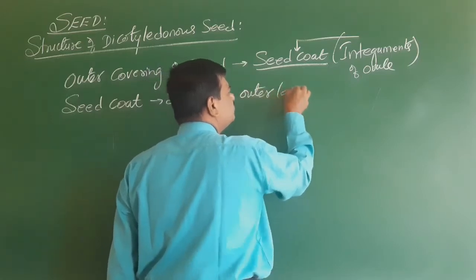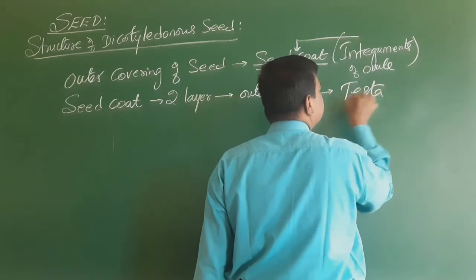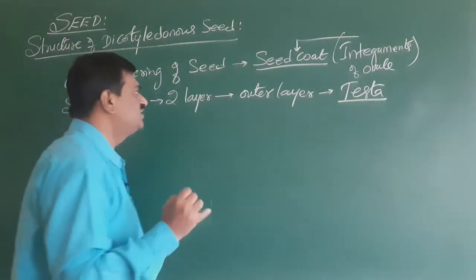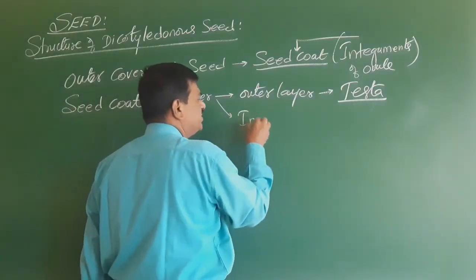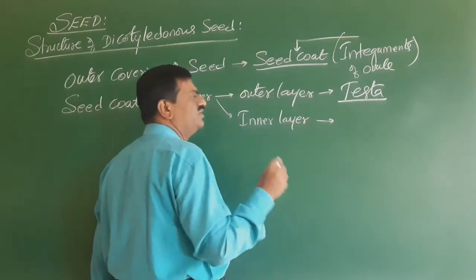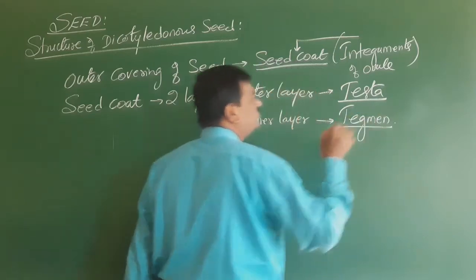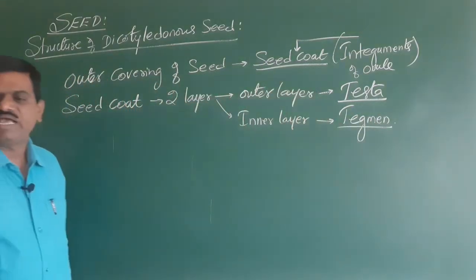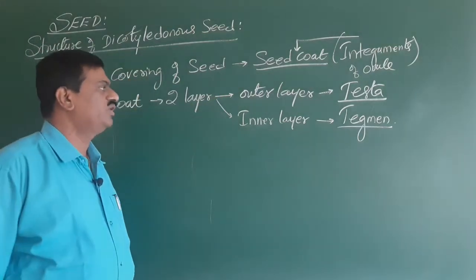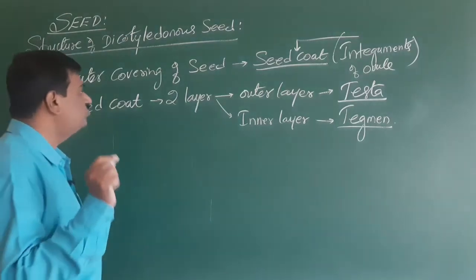One is the outer layer called testa. The outermost layer of a seed is called testa, and the inner layer of the seed is called tegmen. So the seed coat is of two layers: one is called testa and the other is called tegmen.